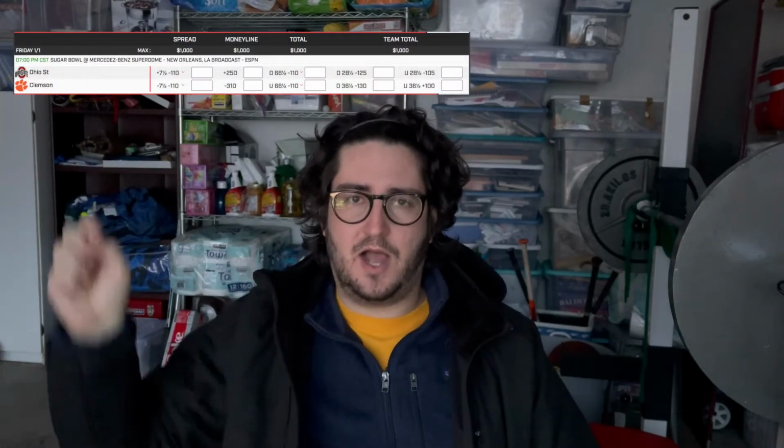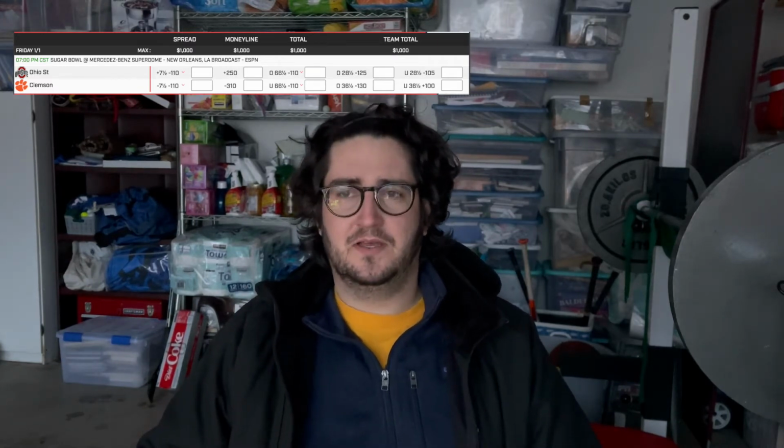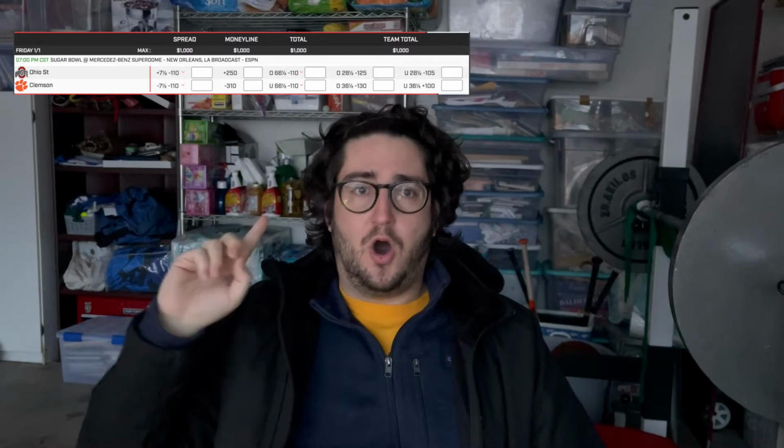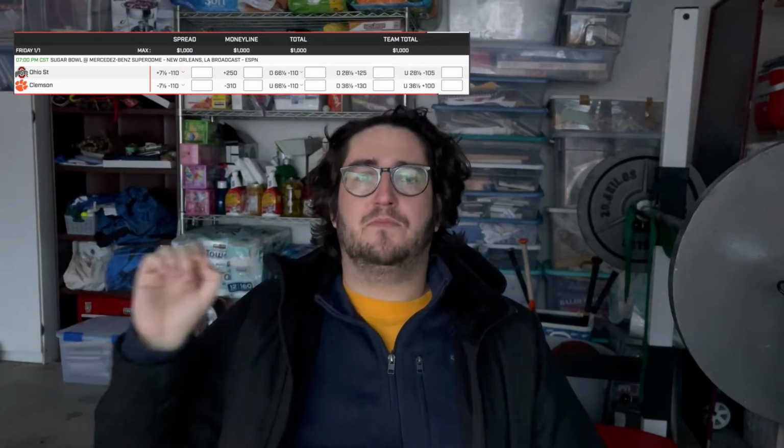So let's go ahead and look at a line. Bam! Ohio State versus Clemson in the upcoming college football playoff semifinals. I'm going to teach you how to read all these different numbers and what they all mean right now. We're going to start with the most important one, and that is the spread. The spread on this game is 7.5.